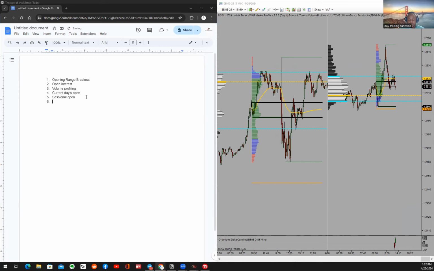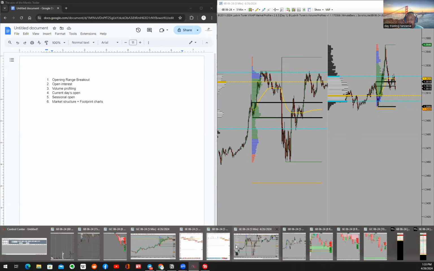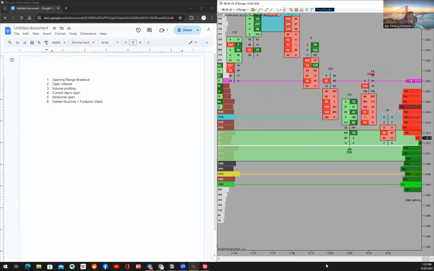And the last thing which I'm using to make my decisions is market structure, with the addition of some footprint charts. This is how I approach every trading decision that you see me sharing with you guys every day in the group. So this is what I'm looking at.